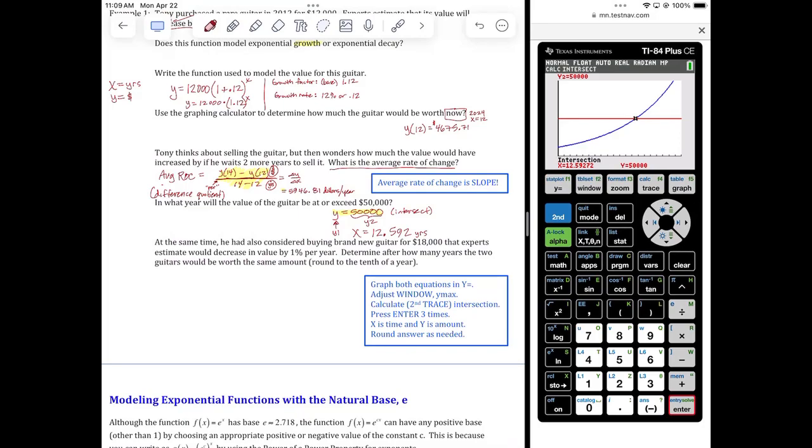Grateful Dead qualifies. All right, at the same time, he has also considered buying a brand new guitar for 18 grand. This guy's made of money. Experts estimate it would decrease in value by 1% per year. Why would you buy a guitar that's brand new if it's only going to devalue? Well, maybe you play guitar and maybe you need that new guitar for your band, right? And who cares if it's going to decrease in value by 1%? Someday you're going to become famous like Gary Moore, and then it's going to increase in value again, right?